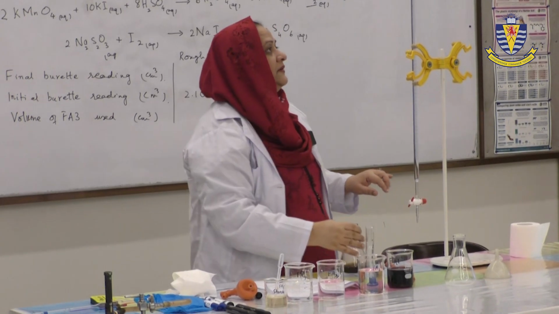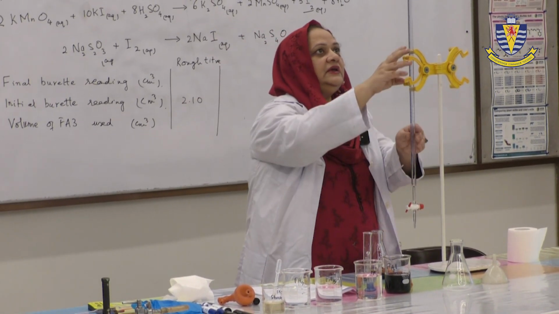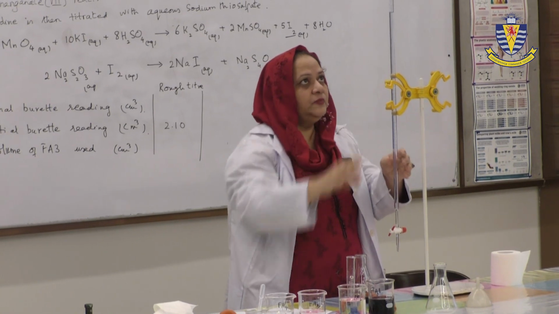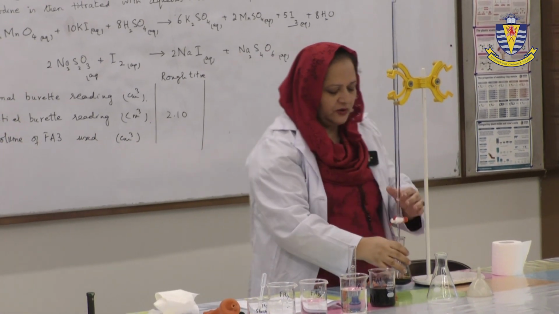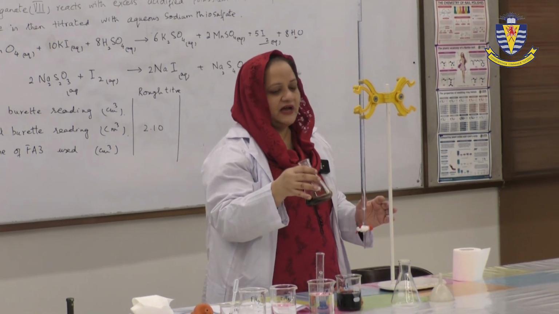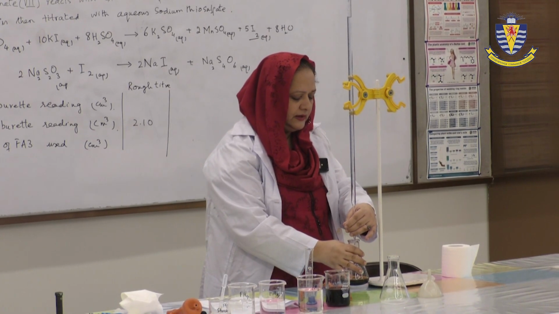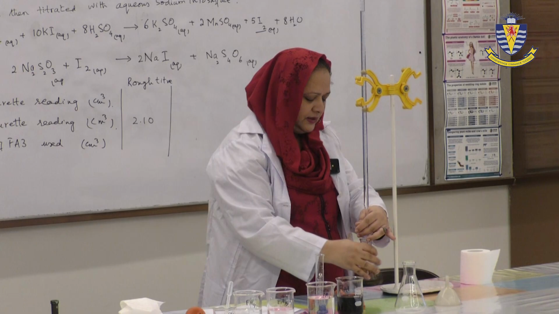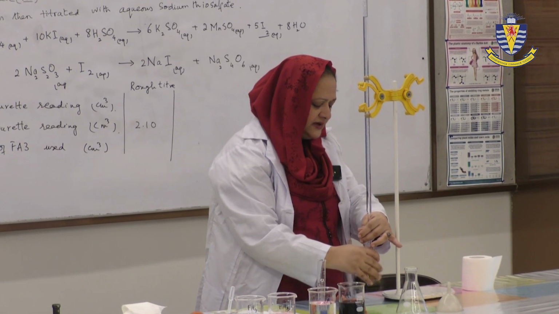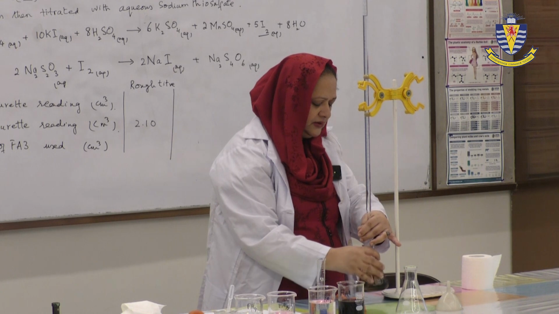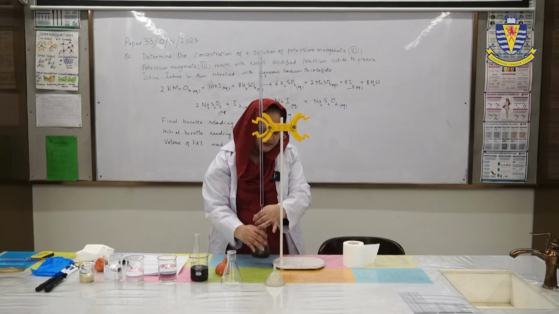Now we are going to perform our rough titration. We have noted the initial reading as 2.1, and now carefully holding the titration flask in your right hand and operate the burette with the left hand. You will add sodium thiosulfate from the burette till the solution becomes yellow. It means that some of the iodine will be reduced by the sodium thiosulfate solution.